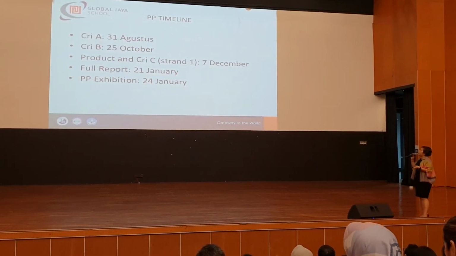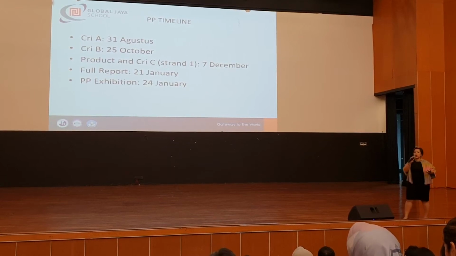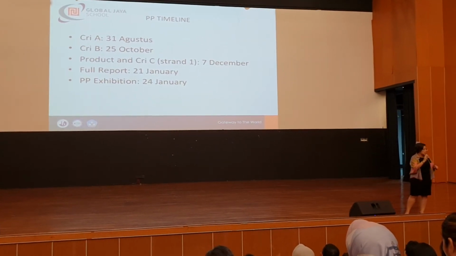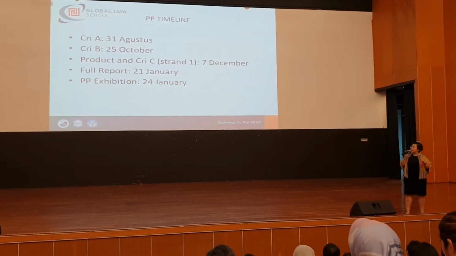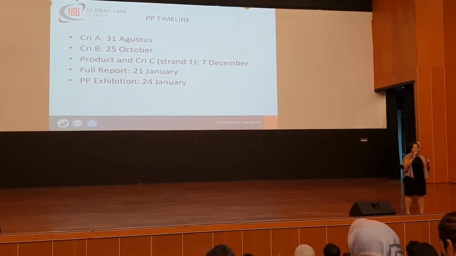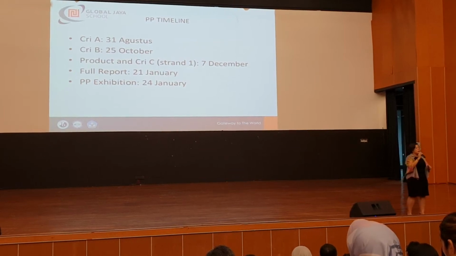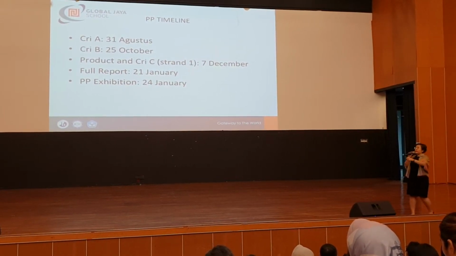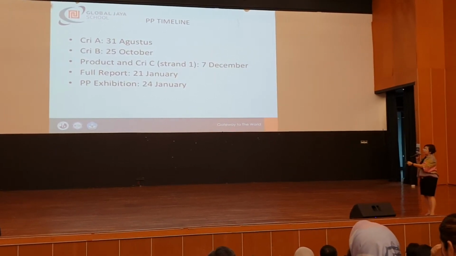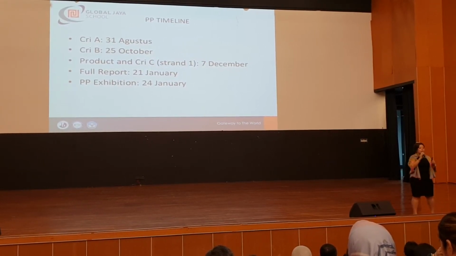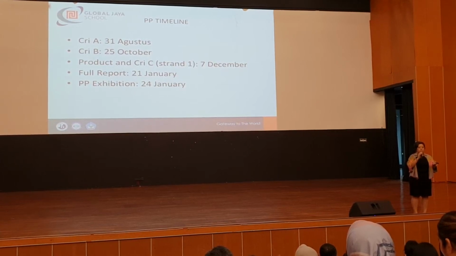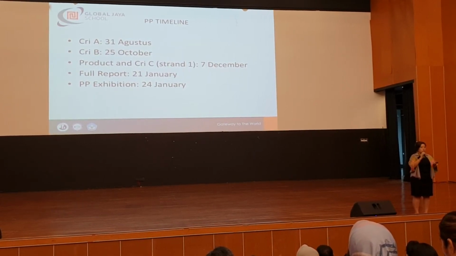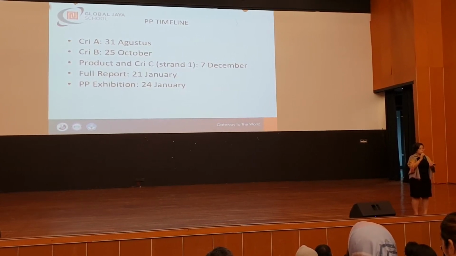Okay? Full report, which means criterion A, B, C, and D, will be on the 21st of January, and then the PP exhibition is on the 24th of January. Okay? Throughout these dates, they already know their supervisors, and supervisors will guide them. Okay? They need to contact the supervisors.